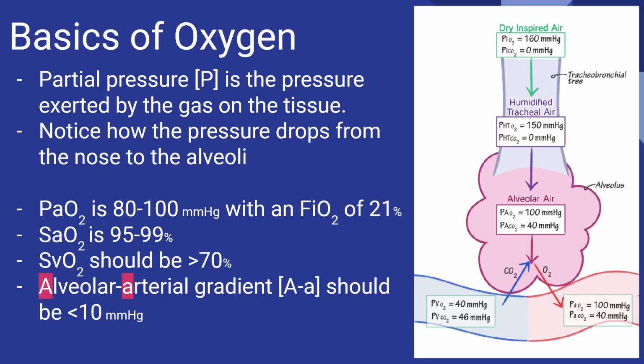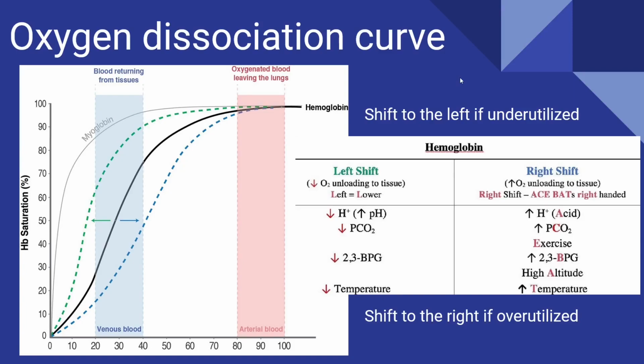Now, something that won't be on the exam, but is nice to know, is that the gradient of pressure from the alveolar space to the arterial space should be around 10. There should be a gap, because if there weren't a gap, there would be no gas exchange. The pressure should always be a little bit higher in the alveolar space than the arterial space.